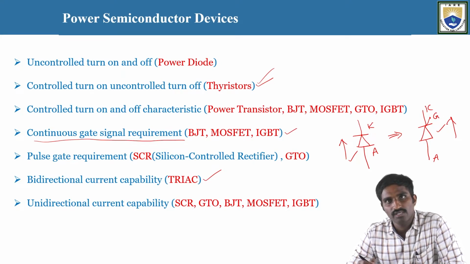And when coming to the unidirectional and bidirectional capability of the devices, the only device having bidirectional current capability is the triac, and all other power semiconductor devices have unidirectional current capability.